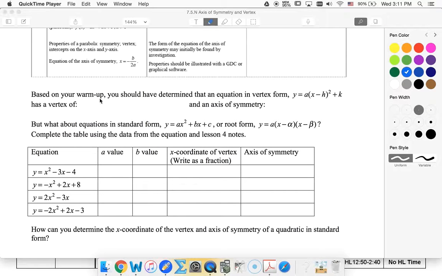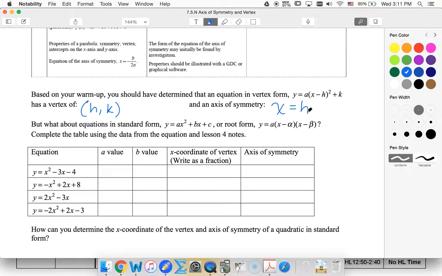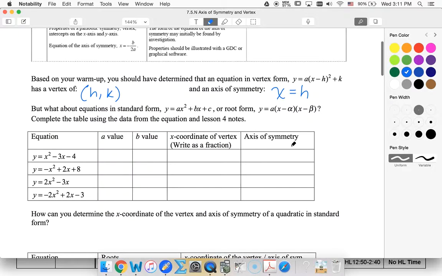All right, so this warm-up here was your Desmos activity. If we're in vertex form, then our vertex is going to be these two numbers. So my vertex is going to be (h, k), and the axis of symmetry is x equals h. If I'm in standard form, we've talked about this in class. We have other ways of figuring out our axis of symmetry and our x-coordinate of the vertex.